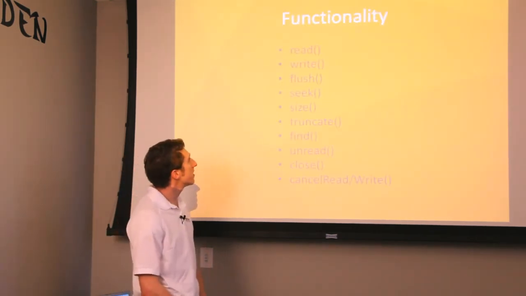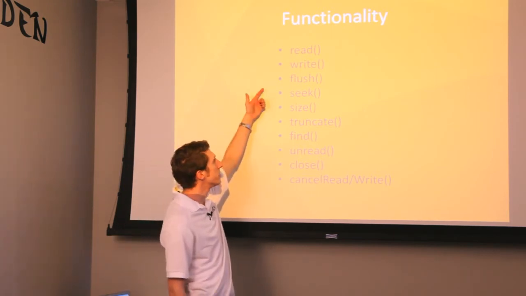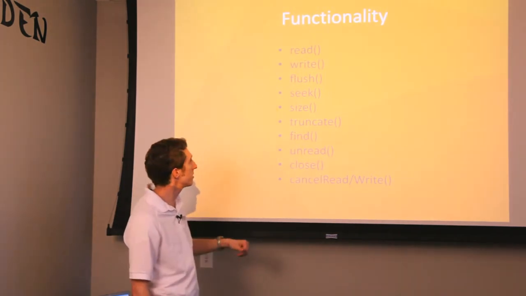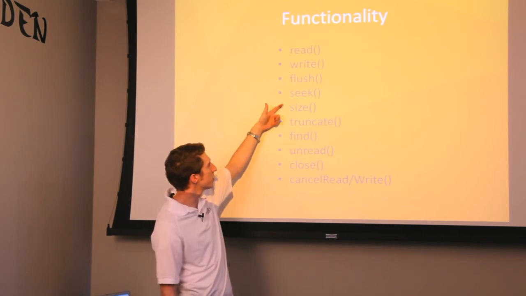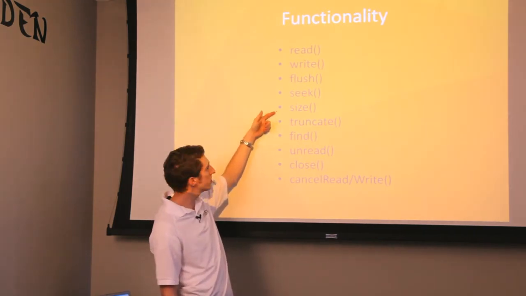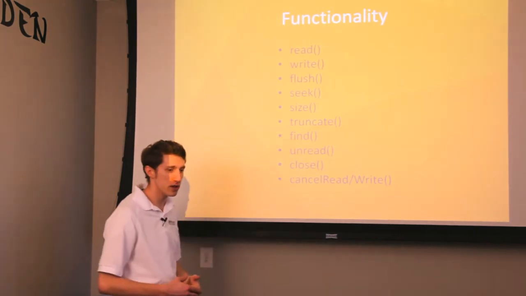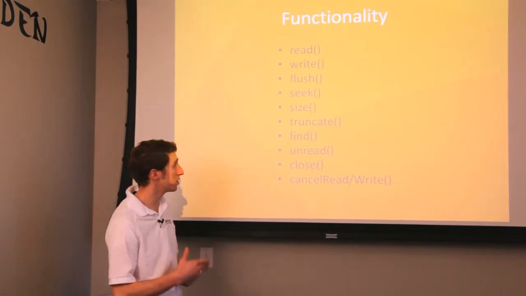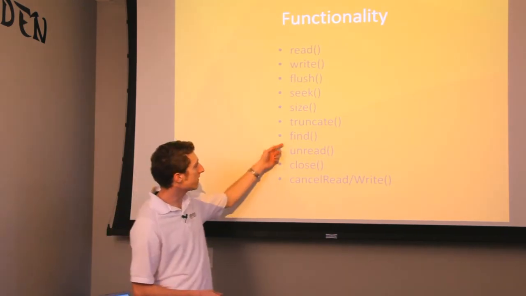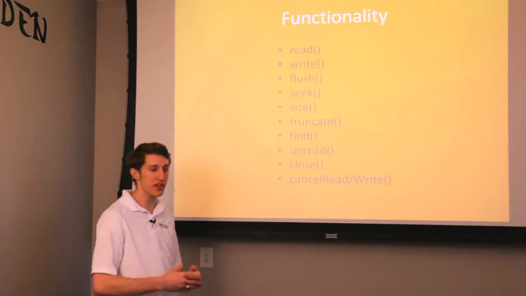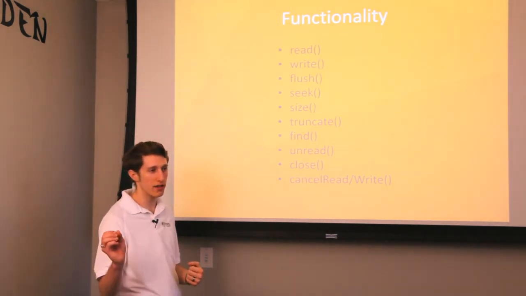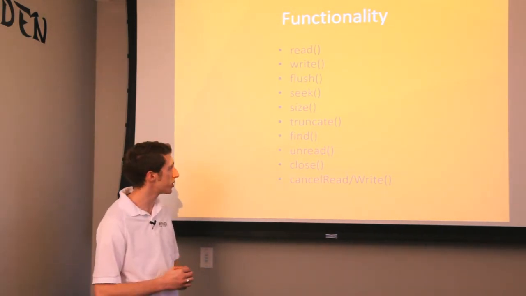So the main functionality: you can read, you can write, you can flush, which is emptying your buffers. You can seek around, you can find out the size, you can truncate, shorten, so set a file to a certain length, shorten or lengthen. You can find, which means give me the offset from my current position to either a character or another string.